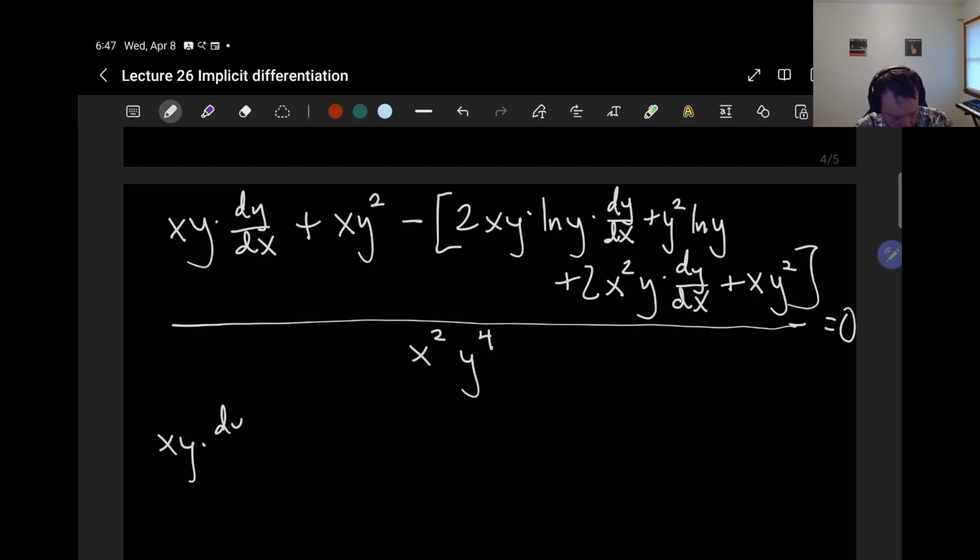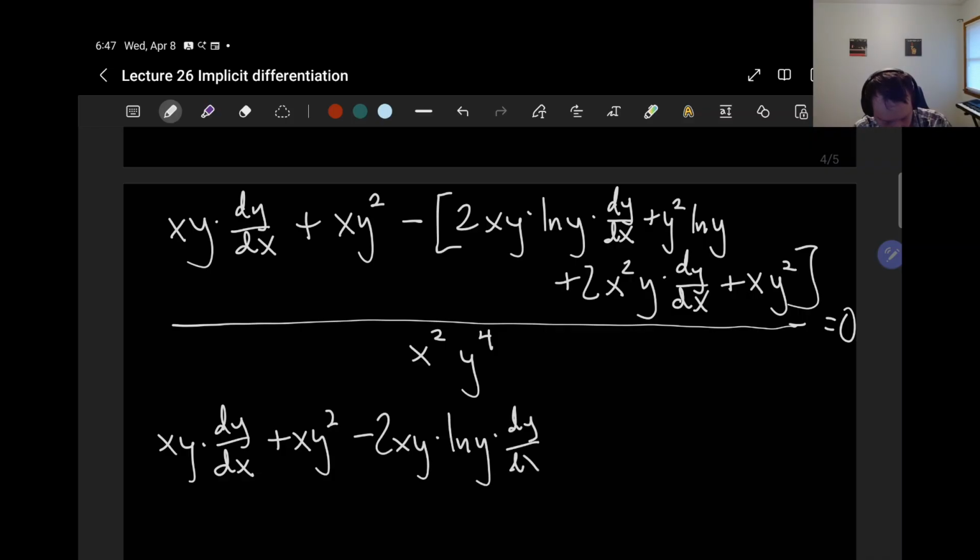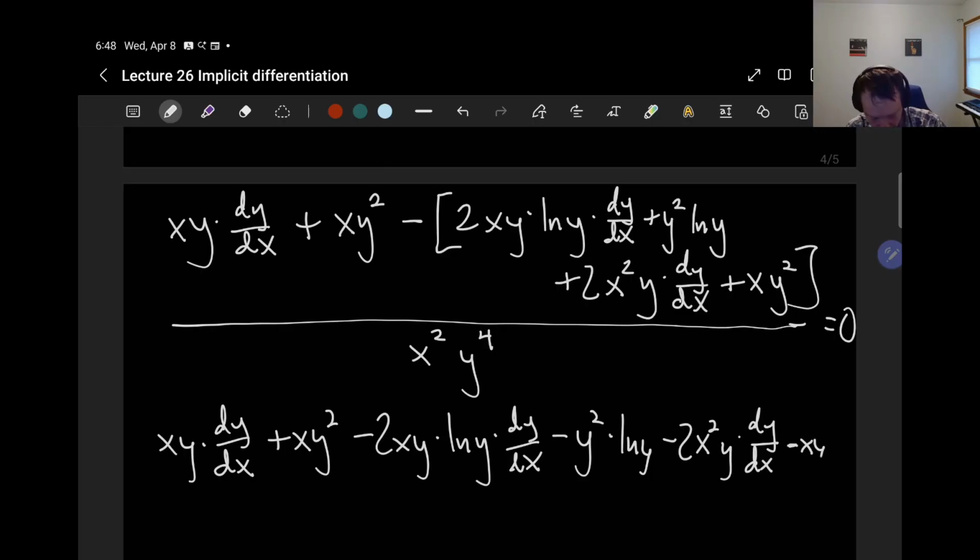So xy times dy dx plus xy squared. So now minus 2xy times ln of y times dy dx. That's a big term. And again, I'm distributing this minus over all these things. So minus y squared times ln of y, minus 2x squared y times dy dx, minus xy squared.